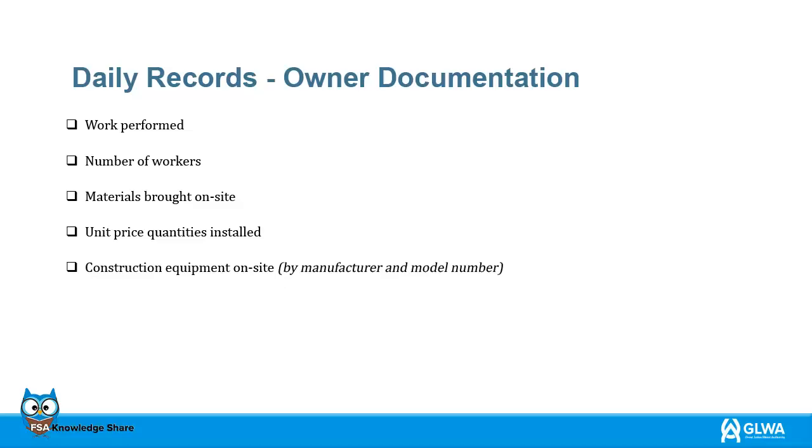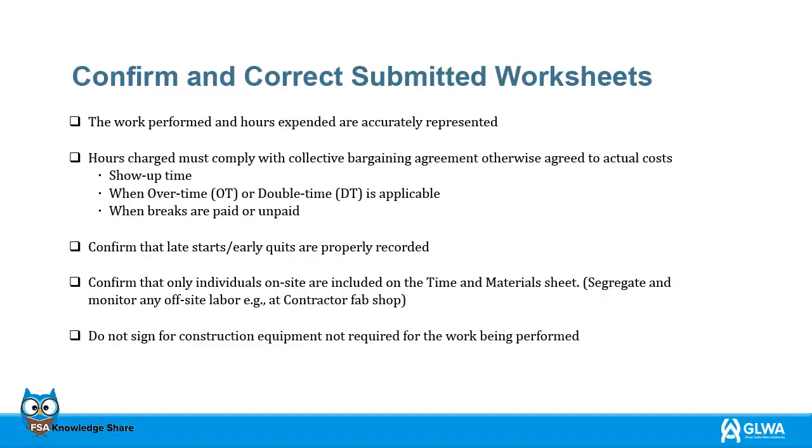In addition to the contractor keeping their daily records, GLWA site representative should maintain the following records: work performed, number of workers, materials brought on site, unit price quantities installed, and construction equipment on site, by manufacturer and model number. Furthermore, GLWA site representative can cross-check GLWA daily records with the contractor's daily logs to ensure the following: The work performed and hours expended are accurately represented.